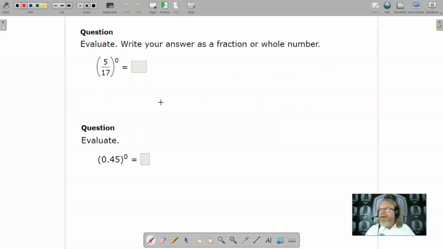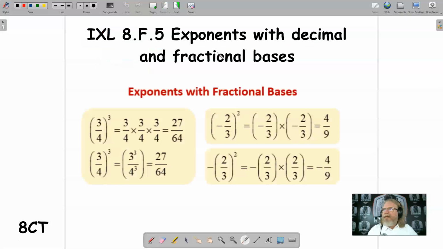And then my last 2, these should be pretty simple for you because they're to the power of 0. And if we learned anything so far in our other lessons, we learned that anything to the power of 0 equals, that's right, 1. So the last 2, both these examples are to the power of 0. So our answer is going to be 1. And that concludes all of my examples for IXL 8.F.5, exponents with decimal and fractional bases. And good luck with your activity.